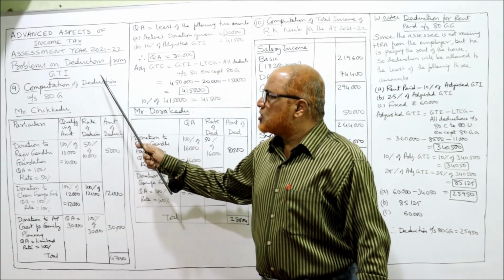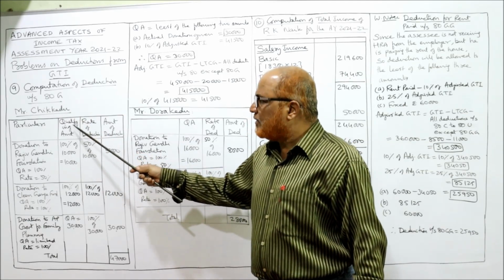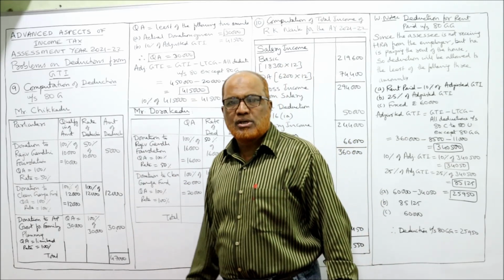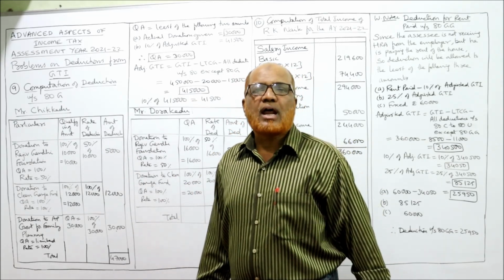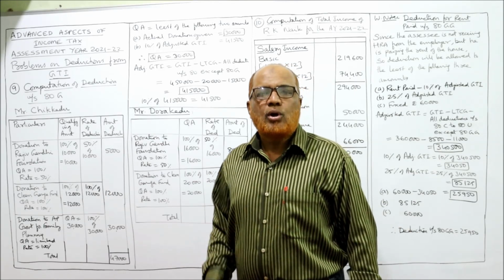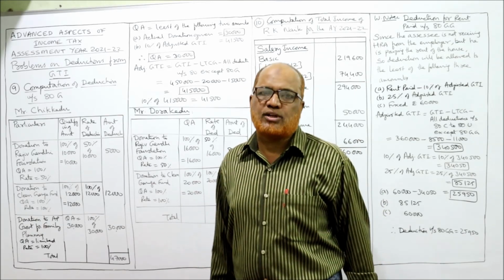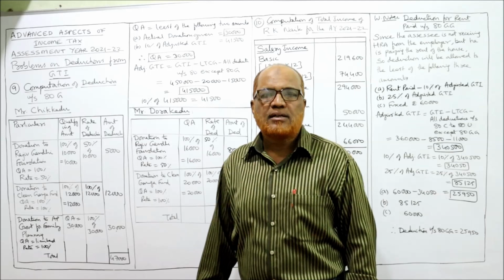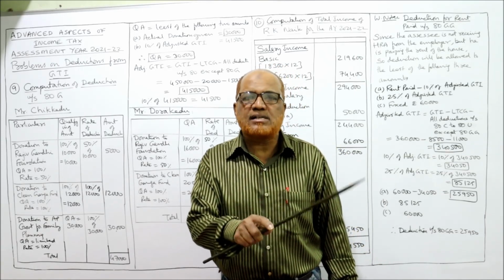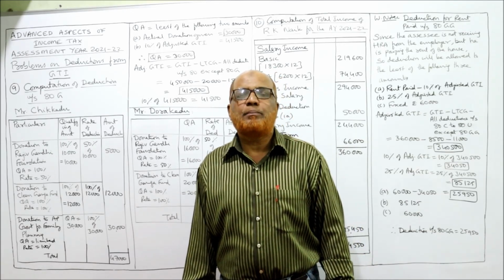First of all, computation of deduction under section 80G, Chikkadu. This is the first assessee. The columns are particulars, qualifying amount, rate of deduction, amount of deduction. First of all, donation to Rajiv Gandhi Foundation. In the theory video, I have explained that donation given to Rajiv Gandhi Foundation is eligible for deduction under section 80G. But the condition is the qualifying amount is 100% of donation, but the rate of deduction is 50%.